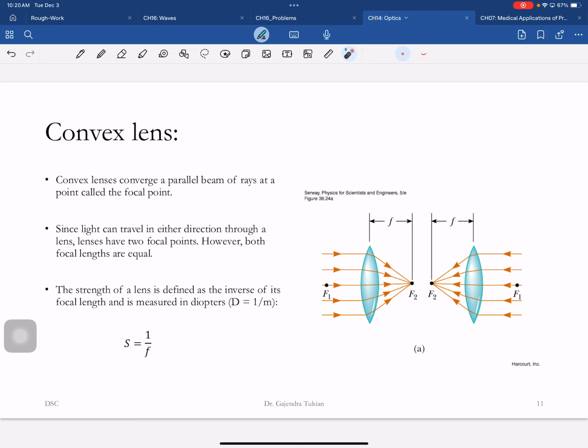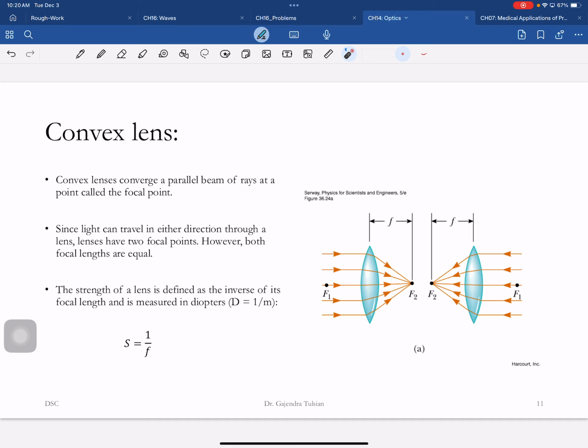One over the focal length is called the strength of the lens. So the shorter the focal length, the greater the strength of the lens. And if you measure the focal length in meters, the strength comes out in diopters. And that's what an optometrist uses, a diopter. So the strength of the lens is defined as the inverse of the focal length and measured in diopters.